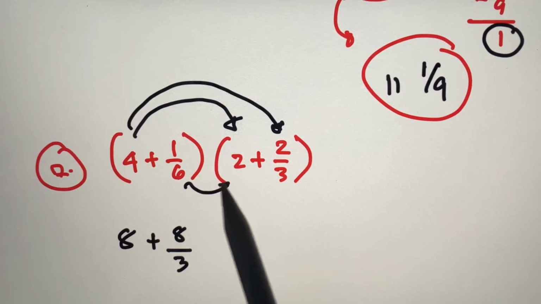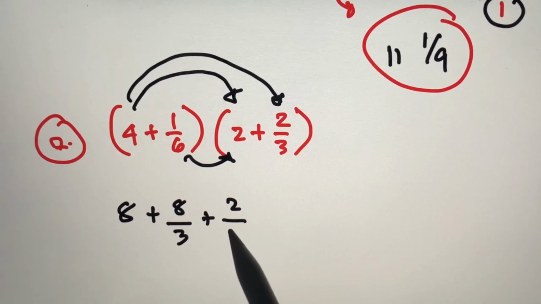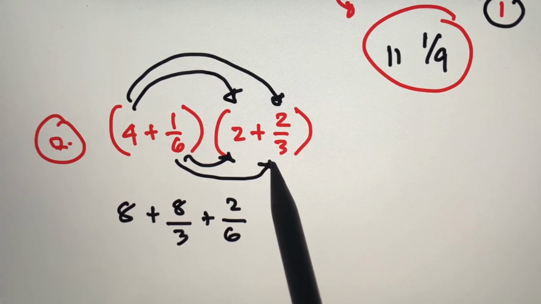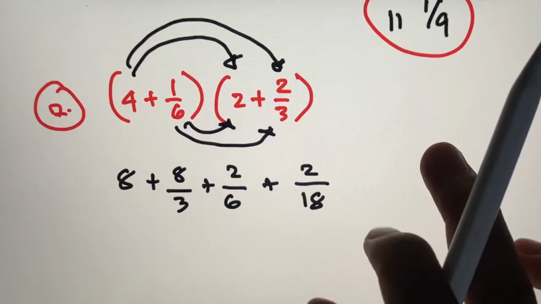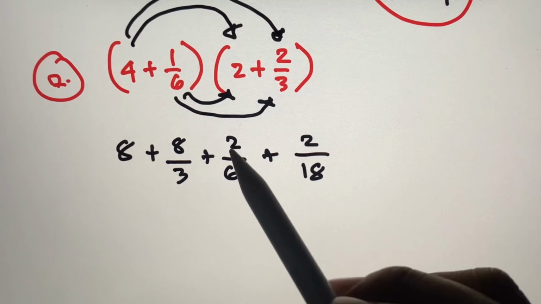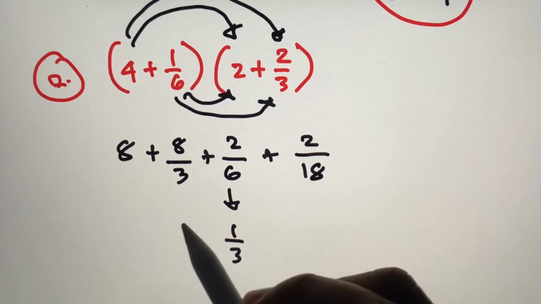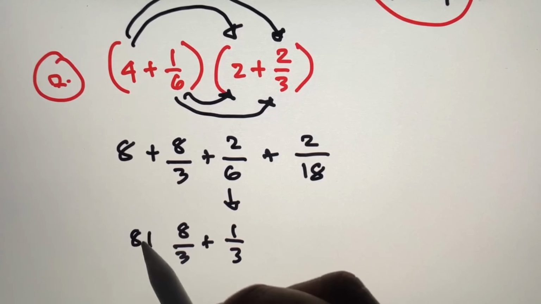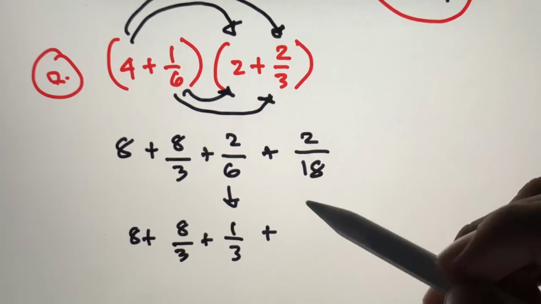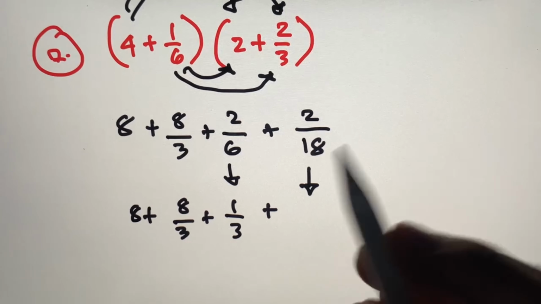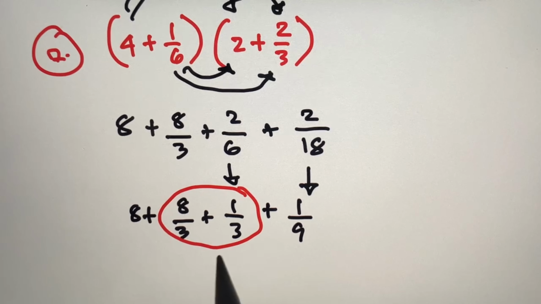1/6 as well, distribute here. 1/6 multiplied by 2 will be equal to 2 over 6. 1 over 6 multiplied by 2 over 3 would be equal to 2 over 18. We could put this into lowest terms, and that would be equal to 1 over 3. We could also have the lowest term of 2 over 18 as 1 over 9. Here, we could combine these. As you can see, they have the same denominator.